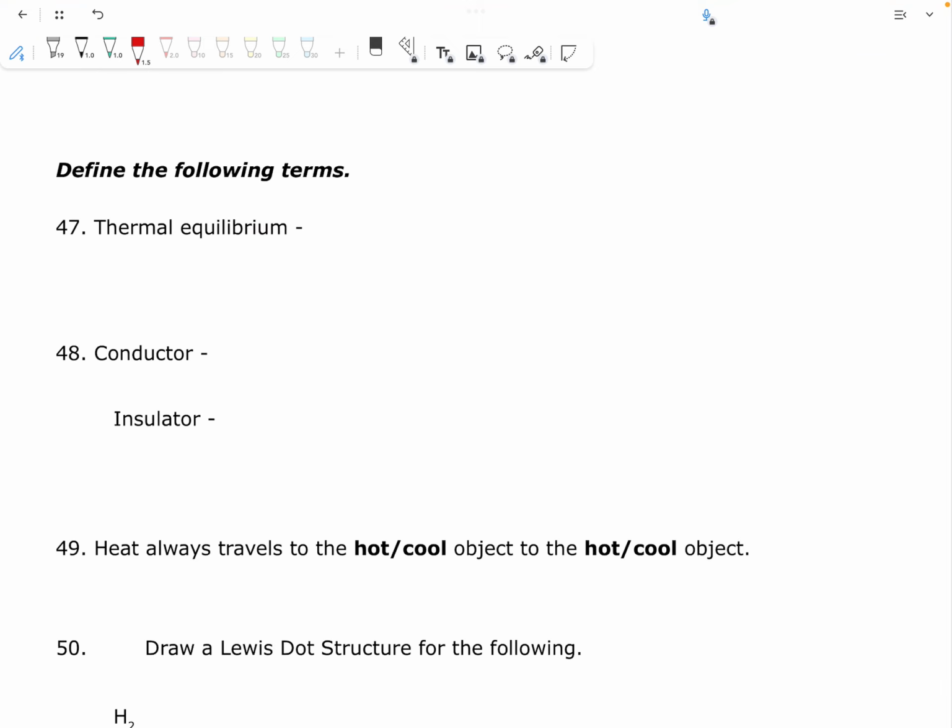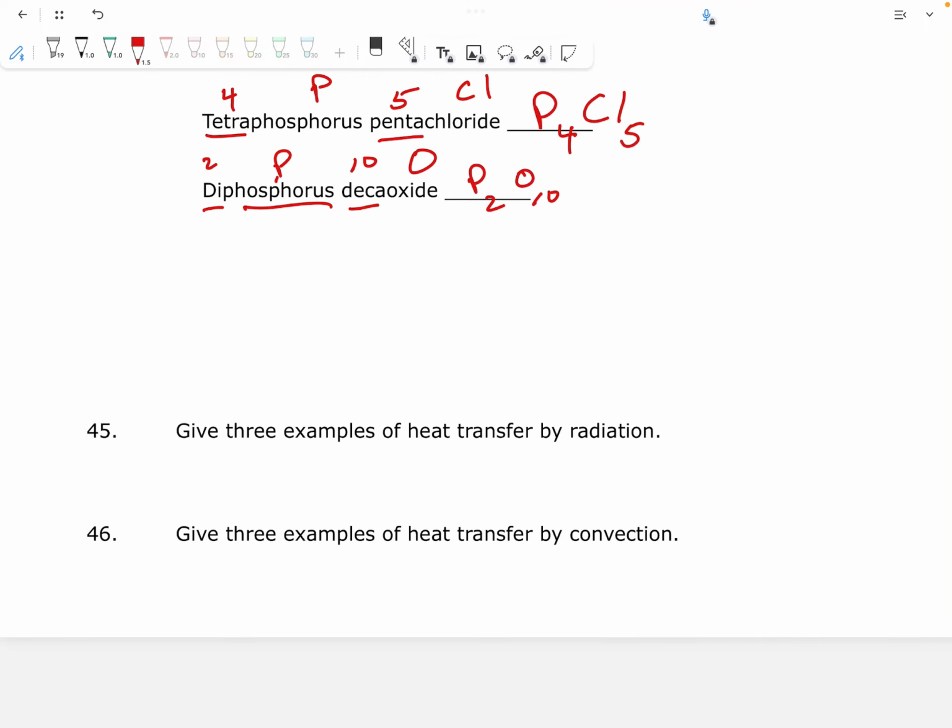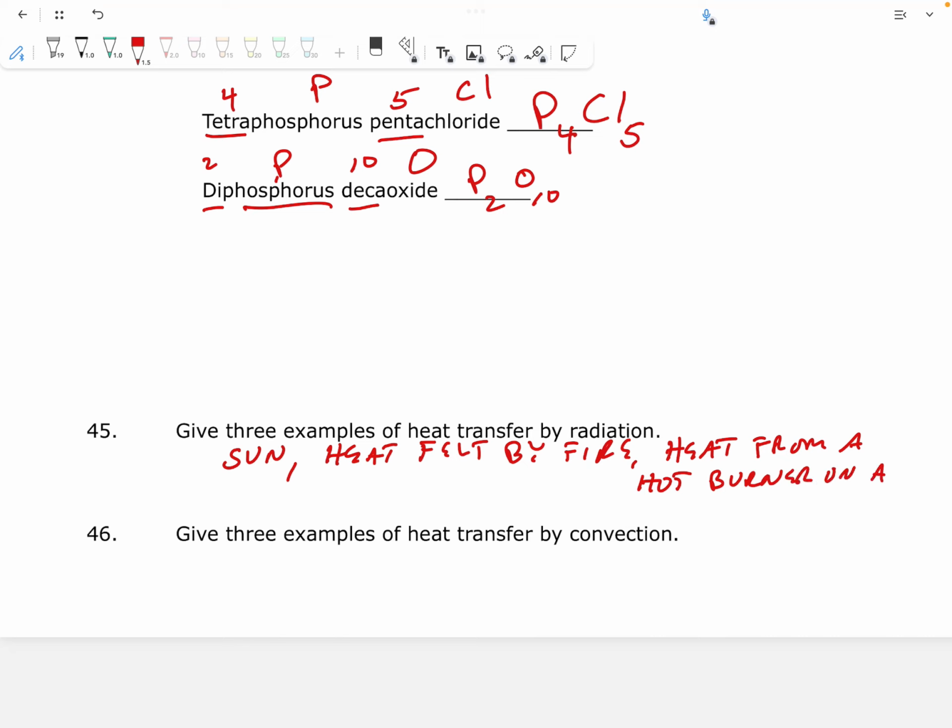Thermal equilibrium. That's easy. Where are we at? Oh, I missed some, didn't I? Yeah. 3 examples of heat transfer by radiation. The sun, heat felt by the fire. Okay, those are 2 examples. Heat from a hot burner on a stove. And there are others, but those are 3.